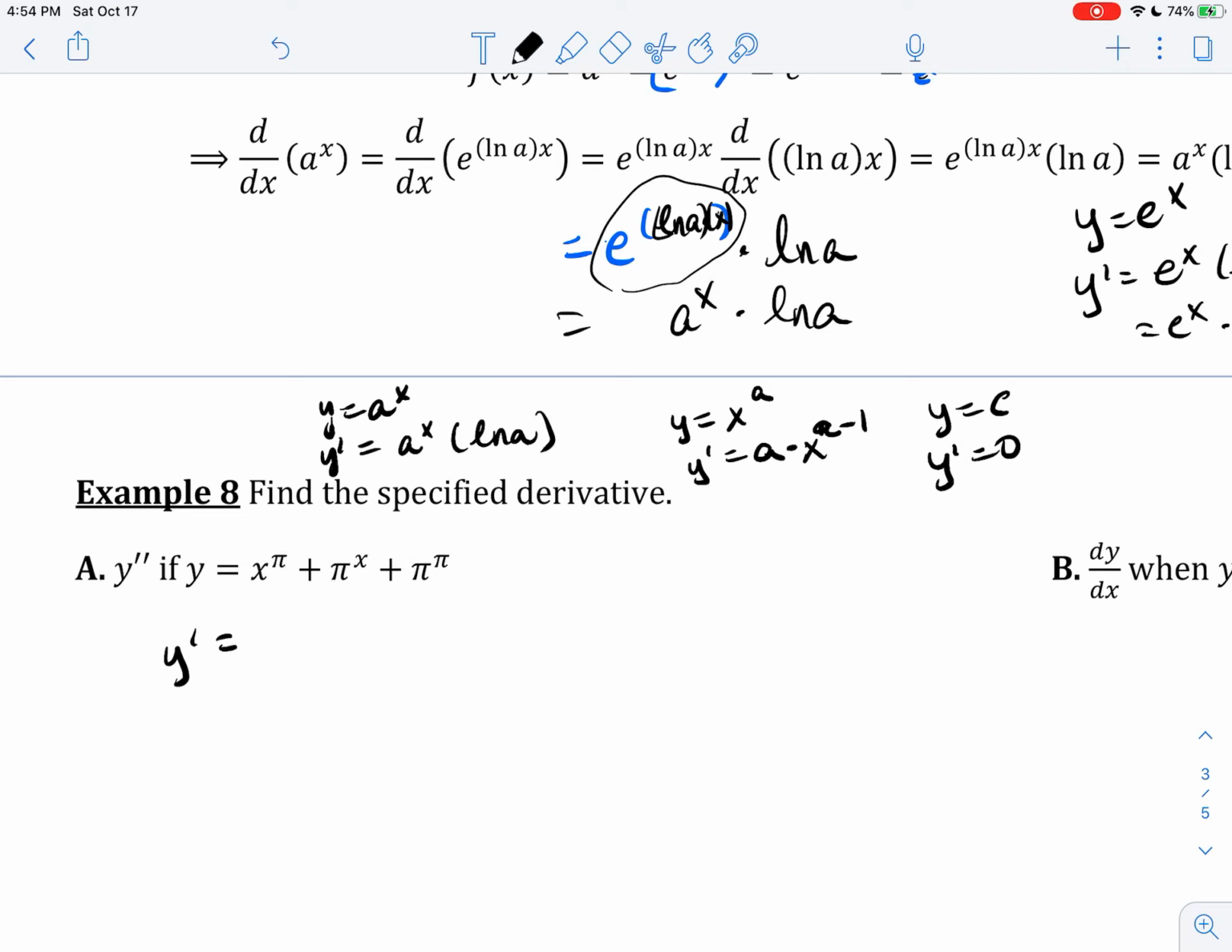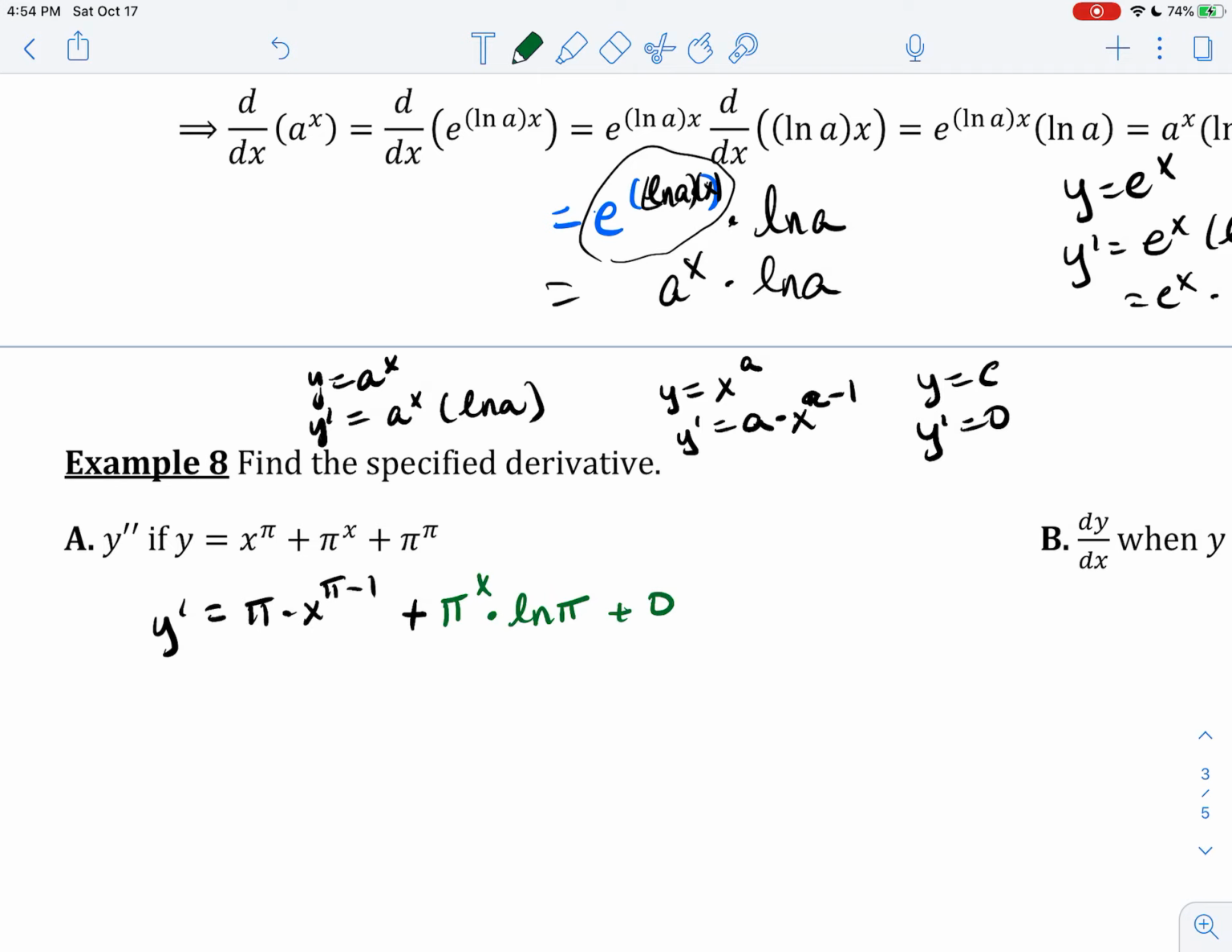X to the pi, where pi is 3.14, is a number. So we're going to say that this is going to equal pi times x to the pi minus 1. The second term is an exponential function. It's a number to the variable x, and so our derivative is going to be pi to the x times the ln of pi. And the last one, pi to the pi, is a number to a number, and that is a constant. So this is going to be 0.